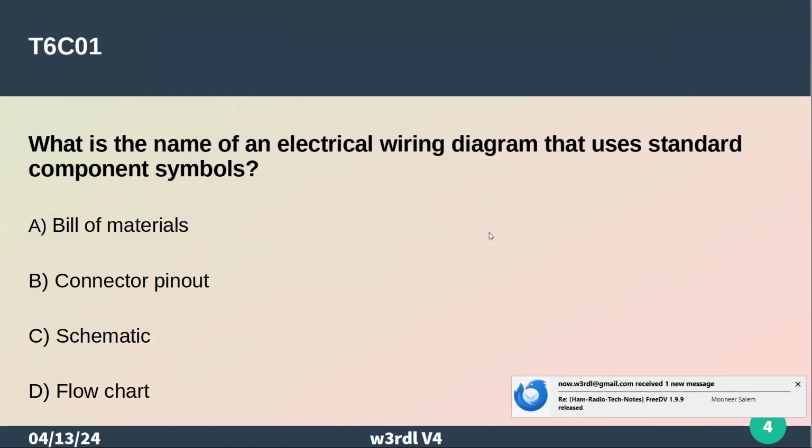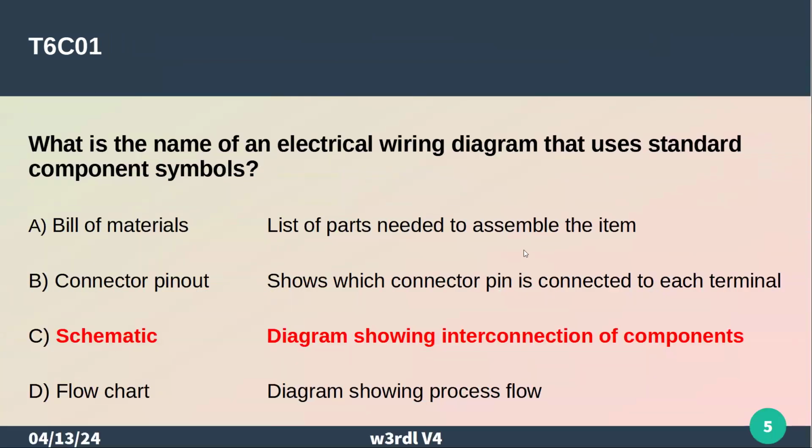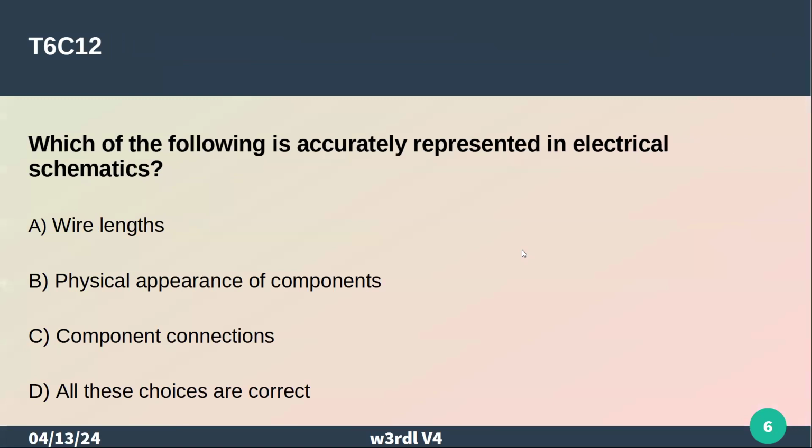So what is the name of an electrical wiring diagram that uses standard component symbols? Charlie. That was a hard one, wasn't it? Which of the following is accurately represented in electrical schematics? Delta. See, we have one Charlie, a couple Charlies, and some deltas.